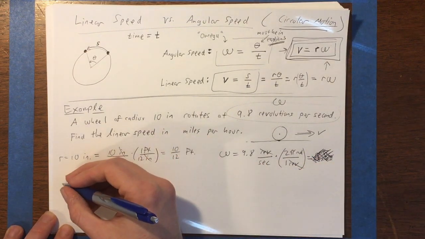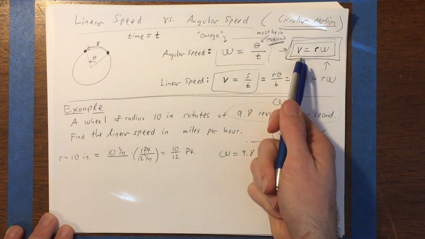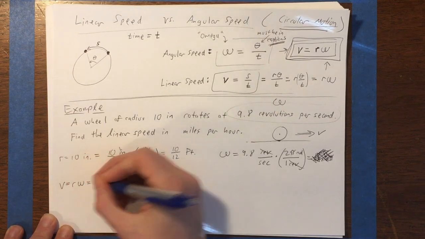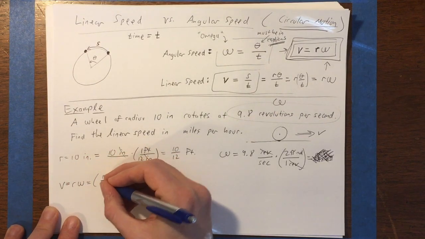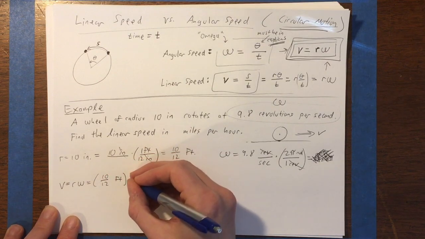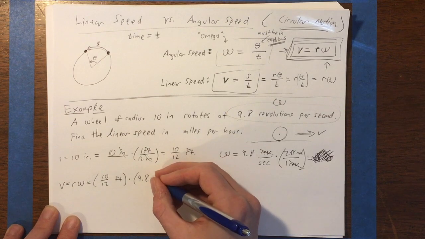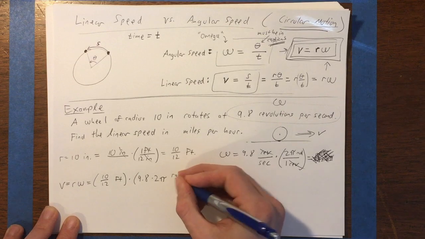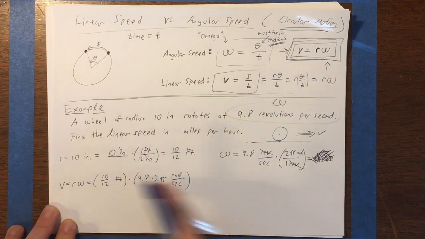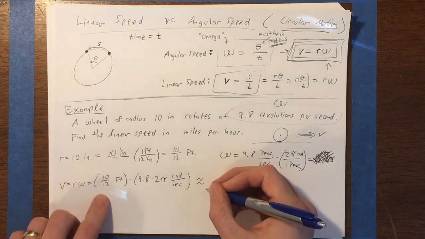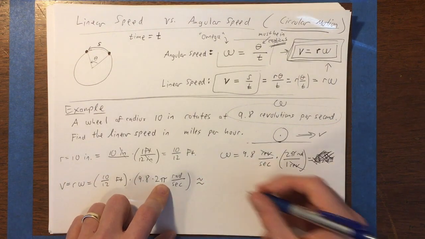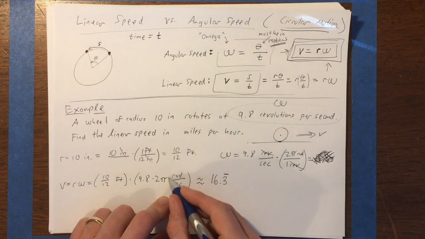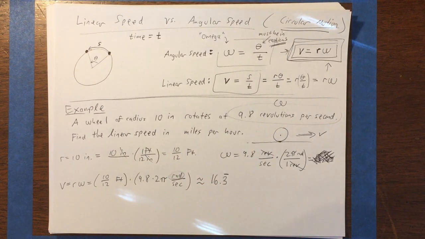Okay, so now we've got our R, we've got our omega. Now we can use this formula. So V equals R omega. Let's do that. V equals R omega. So that's going to be 10 over 12 feet times 9.8 times 2 pi, and that's in radians per second. So then now multiply those together, 10 over 12 times 9.8 times 2 pi, and this is going to be 16.3 repeated. And the units, because radians are technically unitless, the radians aren't going to be part of our answer.